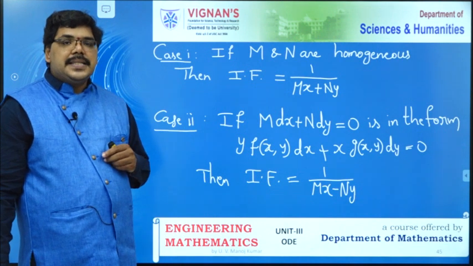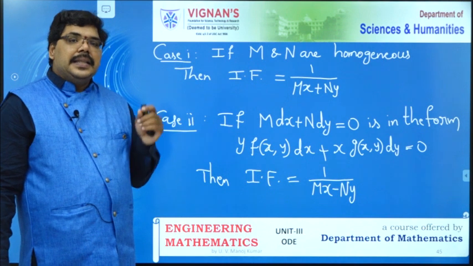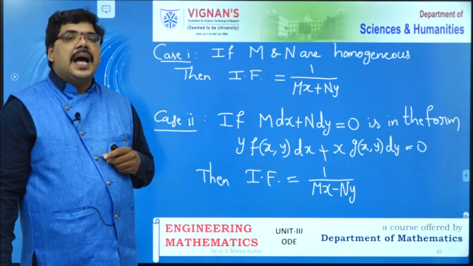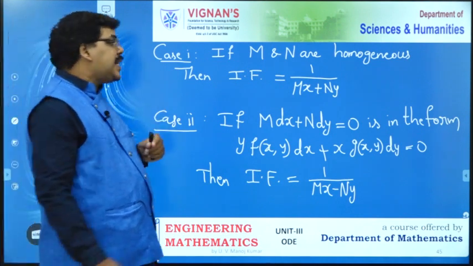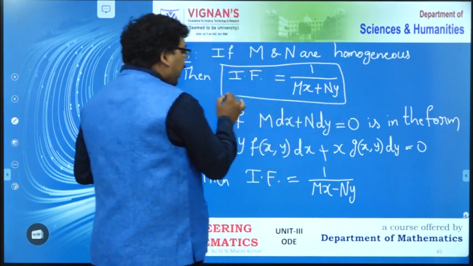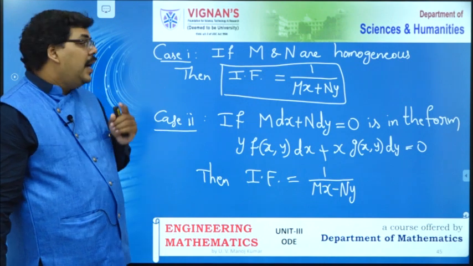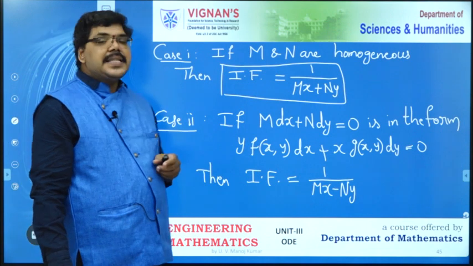The first case is, if M and N are homogeneous functions, then the differential equation M dx plus N dy is also said to be homogeneous, and in that case the integrating factor is 1/(Mx + Ny). So what is the integrating factor? 1/(Mx + Ny). When is this the integrating factor? If M and N are homogeneous. This is the first case.